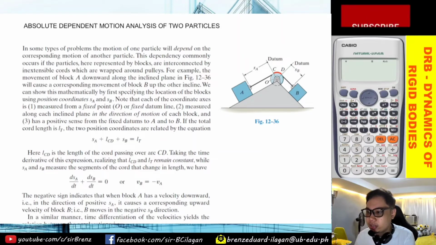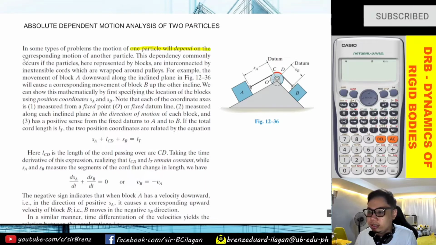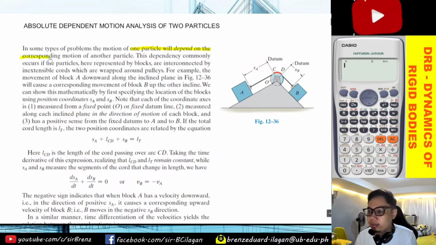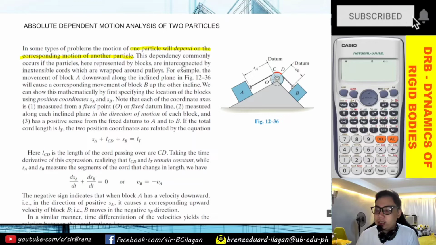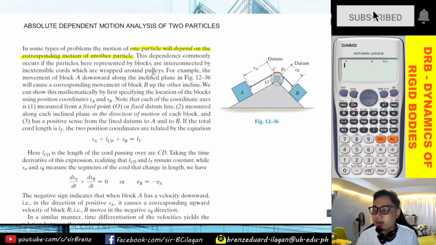In some types of problems, the motion of one particle will depend on the corresponding motion of another particle. Ayan. So, highlight natin tong part na to. The motion of one particle corresponds and depends on the motion of the another particle. So, this dependency commonly occur if the particles, so as shown in the figure here represented by blocks, are interconnected by inextensible cords which are wrapped around pulleys.